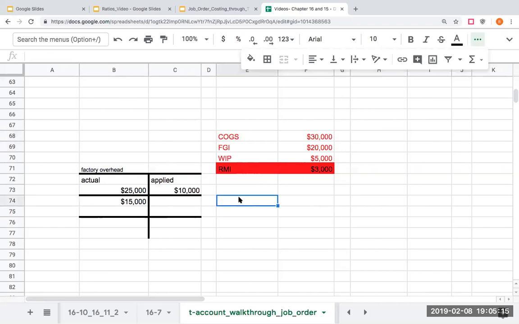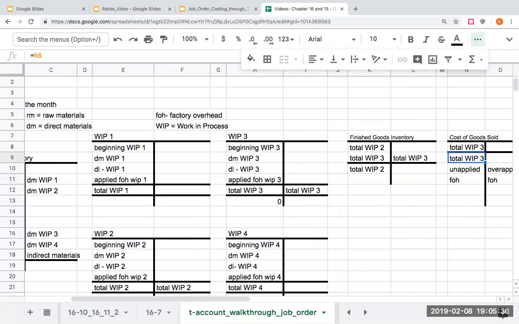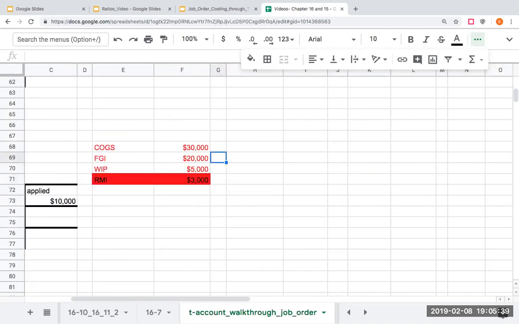So in this case, what I need to do is apply this 15,000 on a pro-rata basis between cost of goods sold, finished goods inventory, and work in process. I'm doing this because the factory overhead started in WIP, or at least the applied overhead went to finished goods, and then ultimately to cost of goods sold. So for my cost of goods sold, finished goods inventory, and work in process, whose balances are 30,000, 20,000, and 5,000, what is my percentage of the total for each?